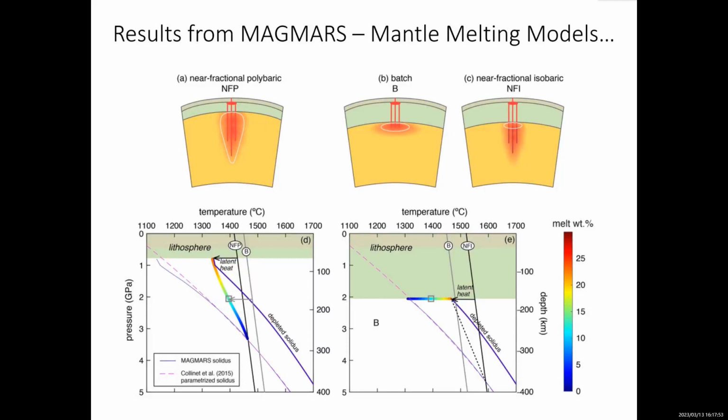So there are three scenarios they are modeling here. One scenario is called near fractional polybaric, or NFP. So you can look at this. Fractional means fractionation, that is, crystal fractionation: it just fractionates something out of the melt. And polybaric means poly, many, and baric, pressure. So polybaric means multi-pressure. So you look at the zone here, from maybe 3 GPa to 1 GPa. It's a zone, like a column, where they produce melt.